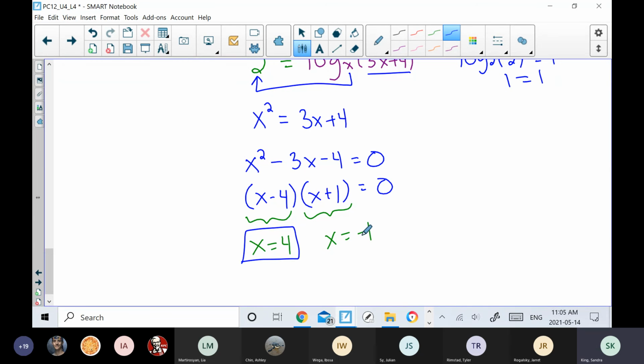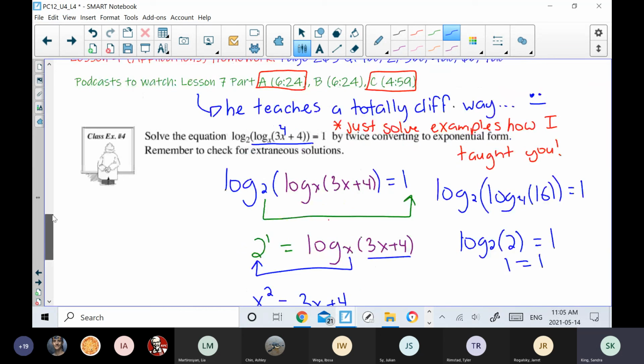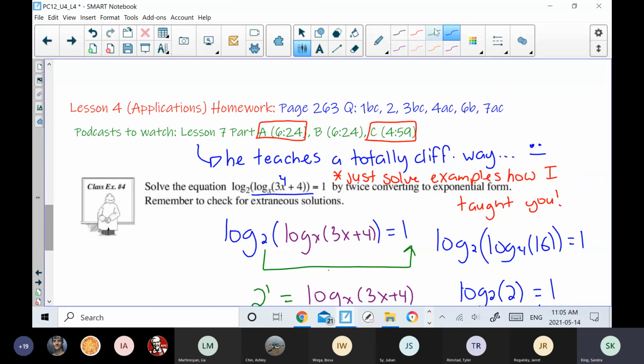Now I'm going to check this -1. And something's going to happen with this -1. So I'm just going to write it on this side. If I enter the -1, I'm going to have log base 2. My argument would be the log base -1. This guy would be 3 times -1 plus 4. So 3 times -1 would be -3 plus 4. That would be 1. And then that is all equal to 1.